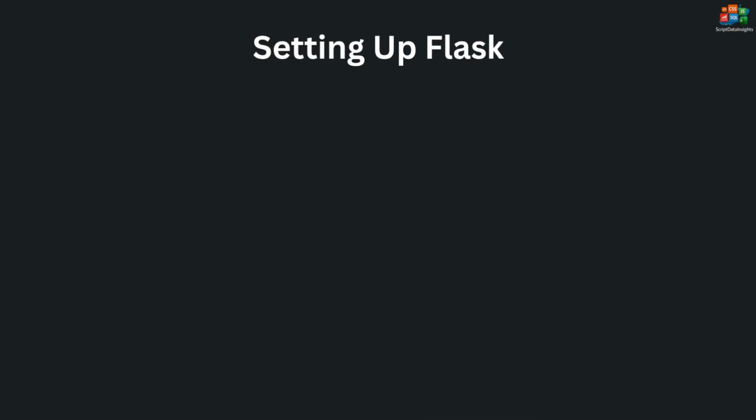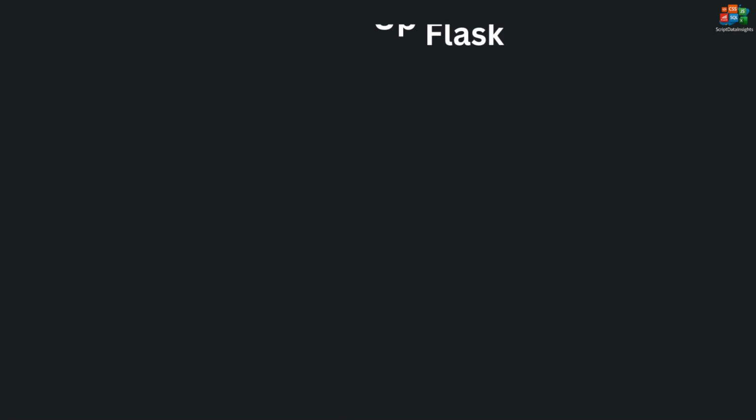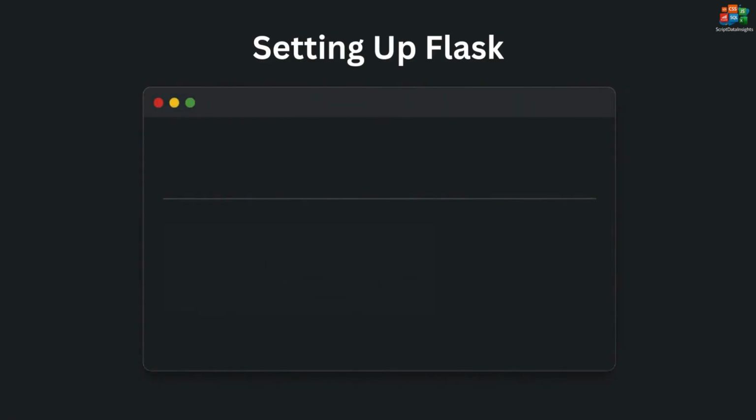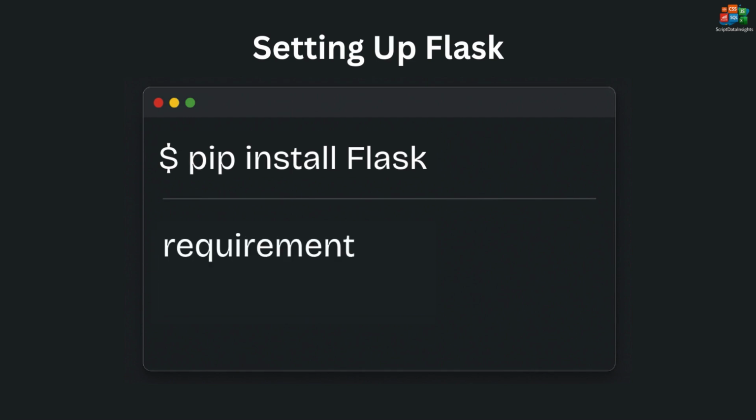The very first step is setting up your Flask environment. The easiest way to install Flask is by using pip, the package installer for Python. You simply open your terminal or command prompt and type pip install Flask. This command will download and install Flask and all of its required dependencies, preparing your environment for building your first web application.